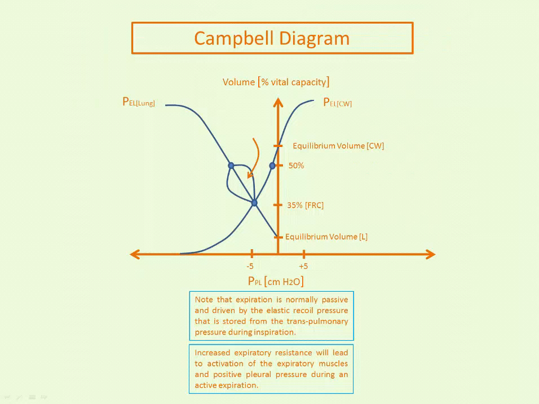But as I'm sure you've seen in the intensive care unit or in the ED or on the floor, when patients are in respiratory distress, increased expiratory resistance will lead to activation of the expiratory muscles and positive pleural pressure. So patients will grunt and bear down and force out expiration, and what that can result in is positive pleural pressures during expiration.